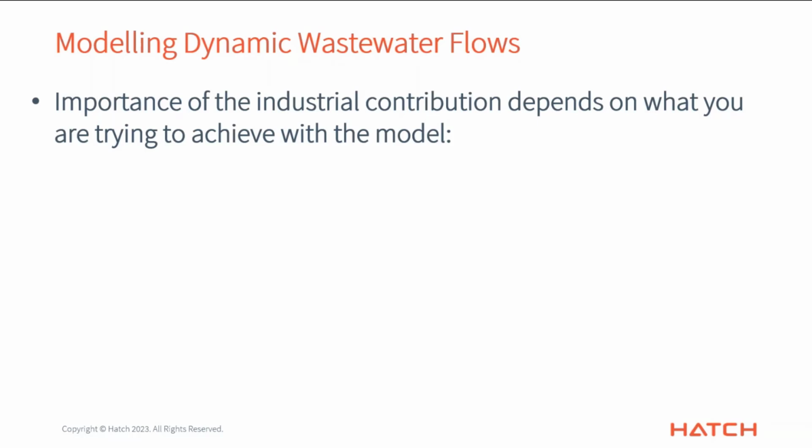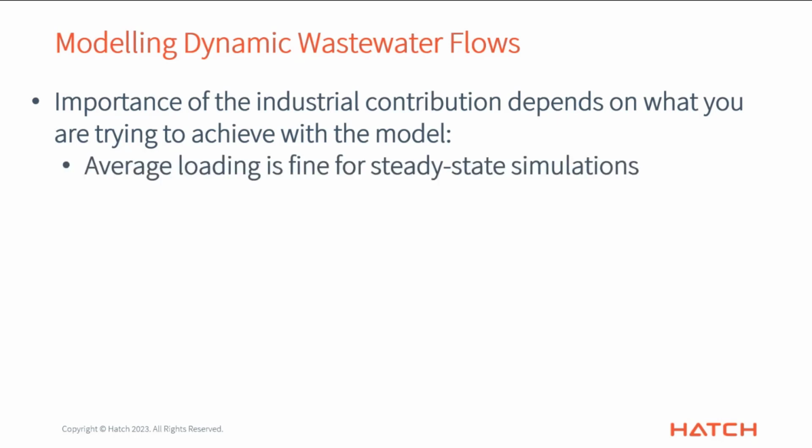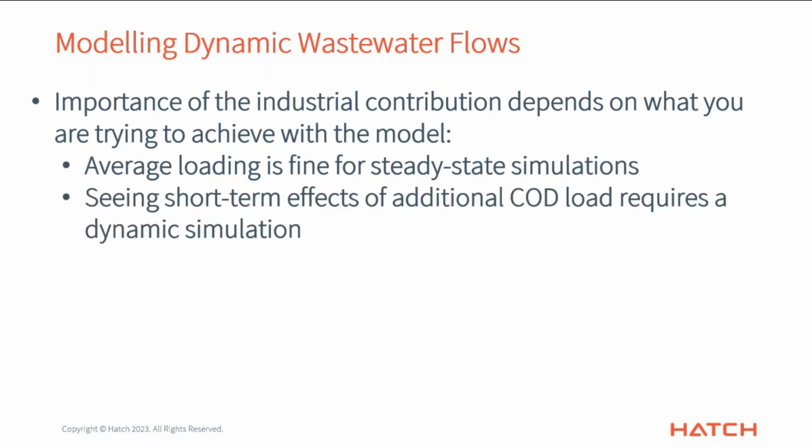How you do this is really dependent on what you're trying to achieve with your model. If you're only doing steady state simulations, then you can use some sort of average loading that is representative of how much flow you get in a day and put that in for steady state, and that's fine. That's all pretty straightforward. But the more interesting and more valuable part is seeing the short-term effects of a COD peak coming into your plant.